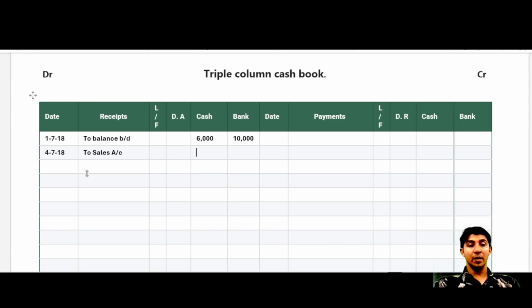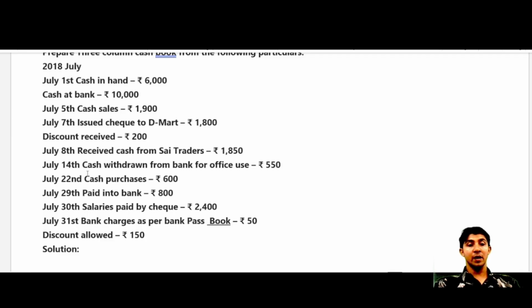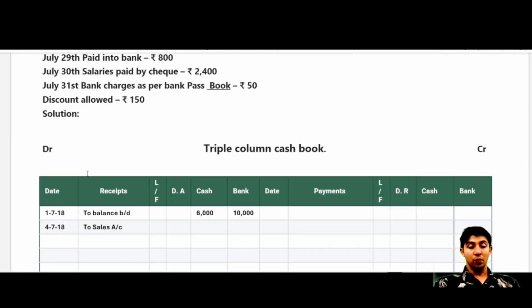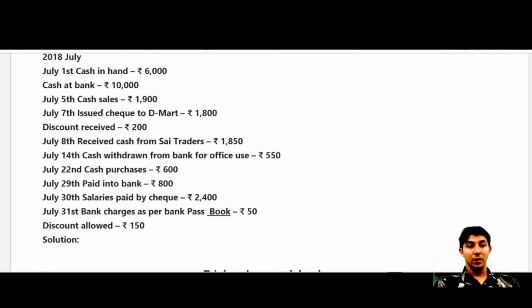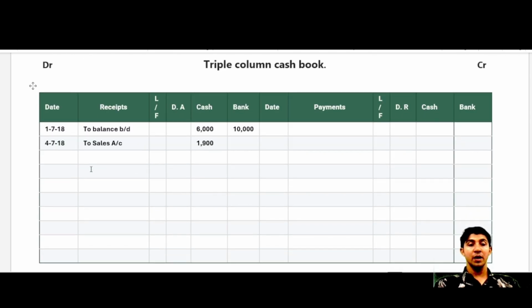What is the amount? The amount is rupees 1,900. So 1,900 is the amount. The next transaction is on 7th. Issued check to DMart 1,800. Discount received 200. On 7th July, we have issued check to DMart.